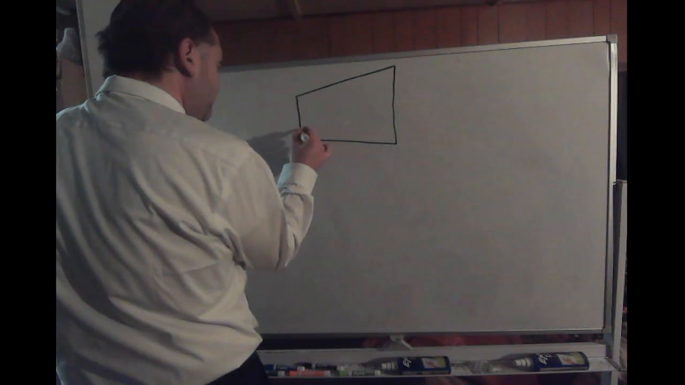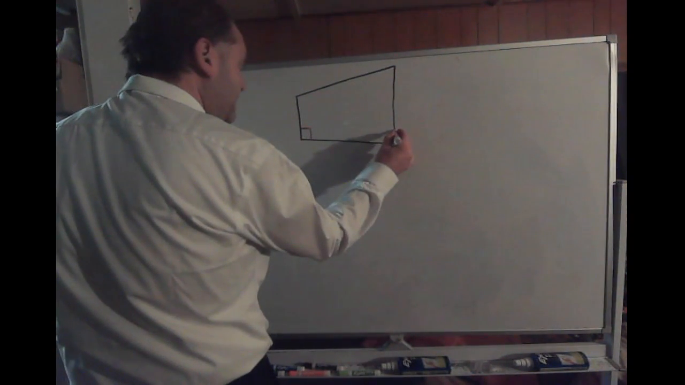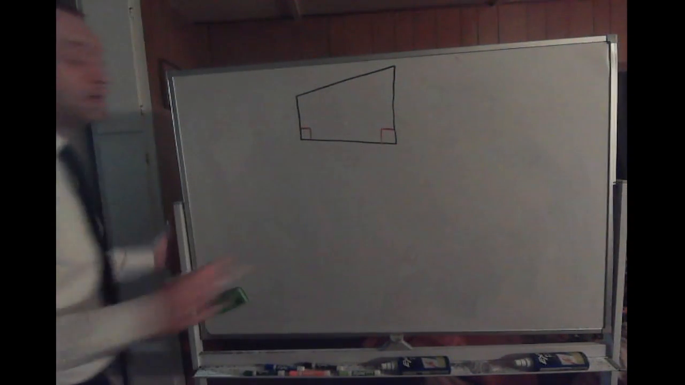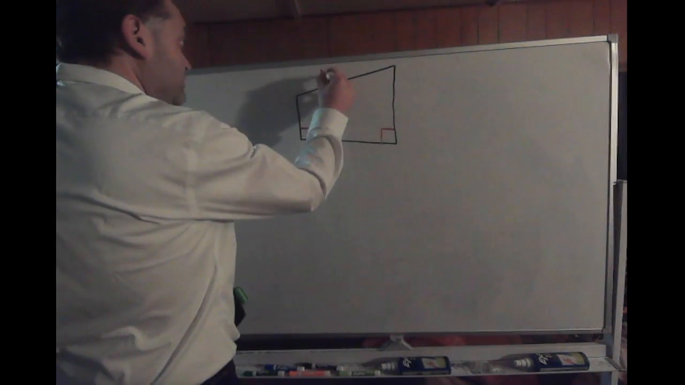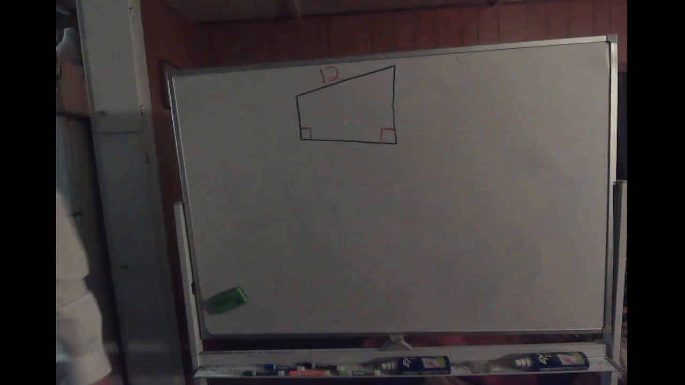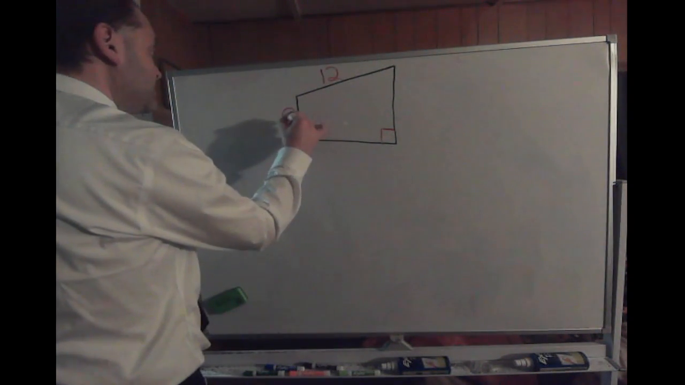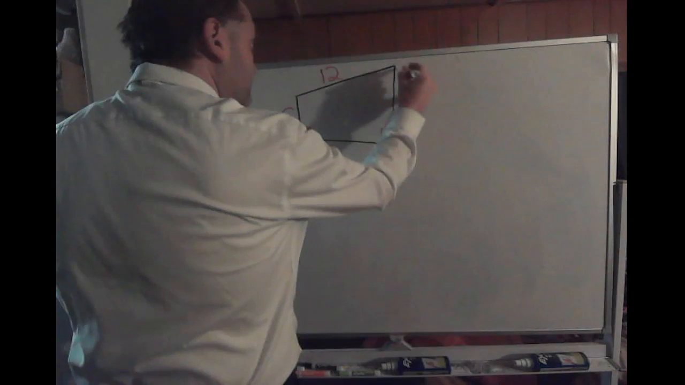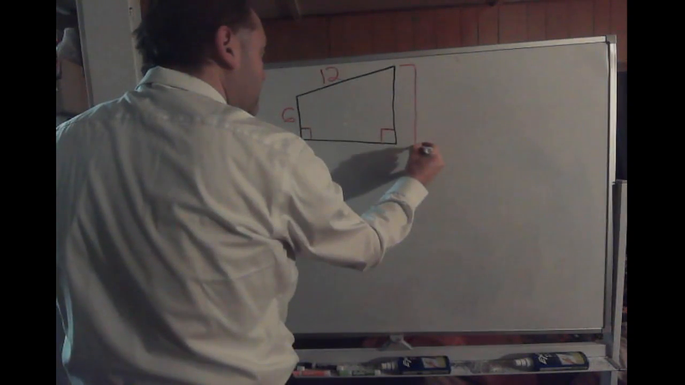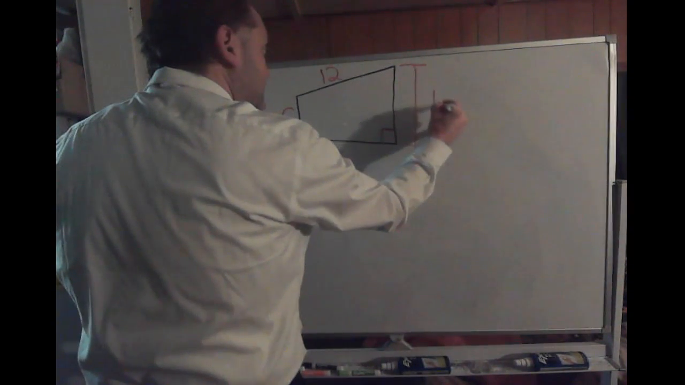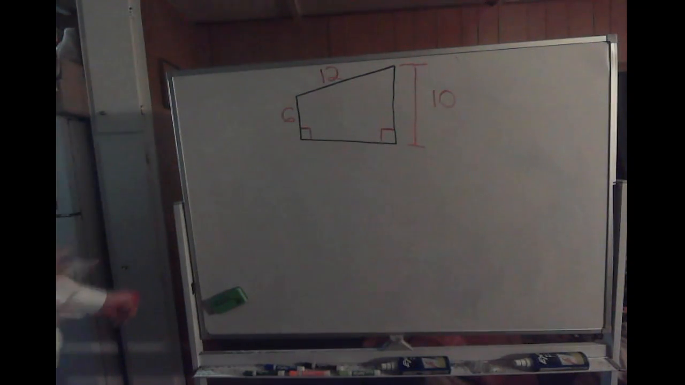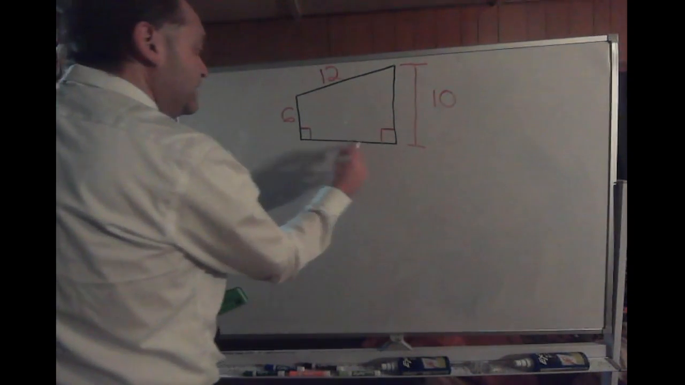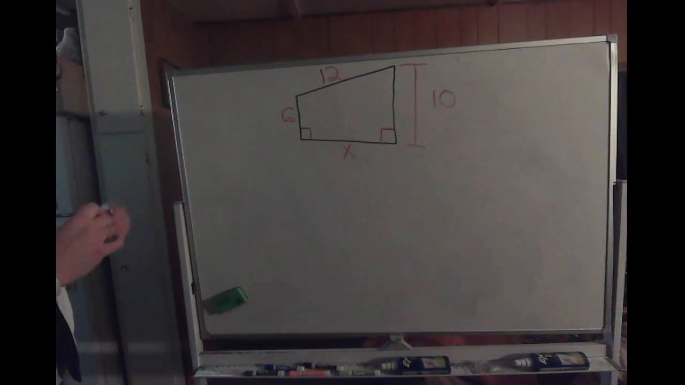So we have a right angle here. This length here is 12. This length here is 6. The whole length of this segment here is going to be 10. We need to find the length of this here, the x. So what are we going to do?